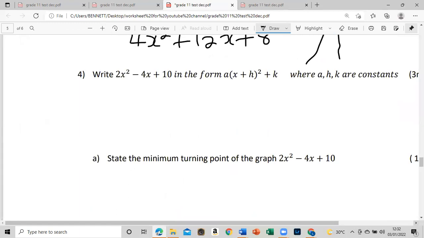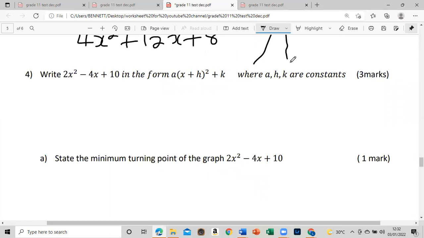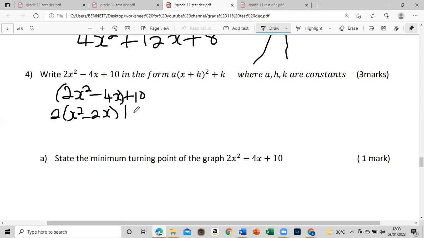Alright, so we're going to write it in that form, where A, H, and T are constants. The first thing we need to do is write that. So it's 2x squared minus 4x. Of the x terms, that's the first step. I'll factor out the number in front of x, which is 2: 2x squared minus 2x, right? Plus 10.